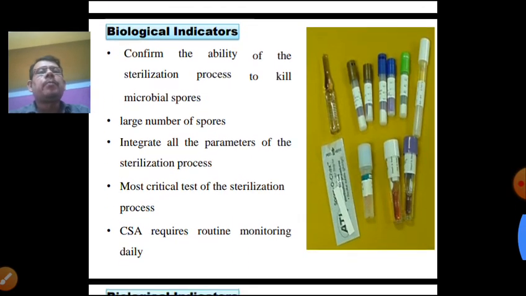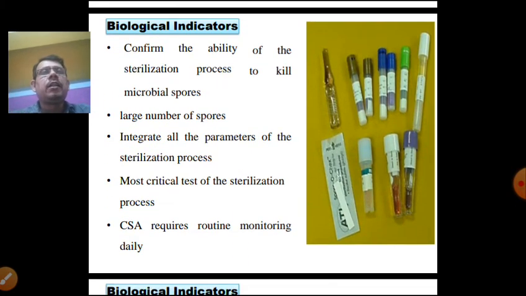Then another most important indicator is the biological indicator. It has the maximum use for sterility purposes, and it confirms the ability of the sterilization process to kill microbial spores also. This indicator includes microbial spores in large numbers, integrates all the parameters of the sterilization process, and is the most critical test for the sterilization process. CSA requires routine daily monitoring by biological indicators for the sterilization process.